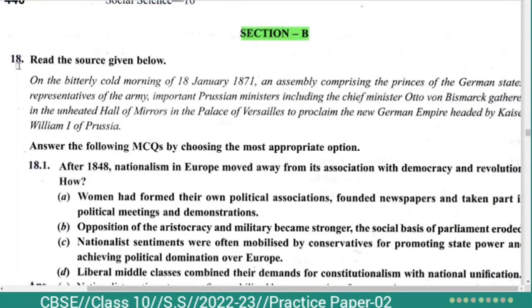Section B. Question number 18. Read the source given below. On the bitterly cold morning of 18 January 1871, an assembly comprising the princes of German states, representatives of the army, important Prussian ministers including the chief minister Otto von Bismarck, gathered in the unheated hall of mirrors in the palace of Versailles to proclaim the new German Empire headed by Kaiser William I of Prussia. Answer the following MCQs by choosing the most appropriate option.